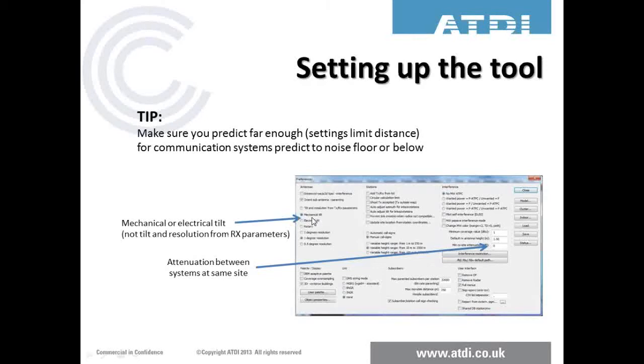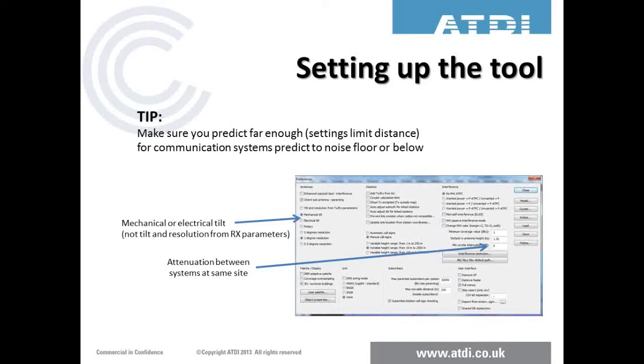So, setting up the ATDI planning tools. First of all, the tool will only be able to calculate where it has coverage predictions already carried out. So one of the first things you must ensure is that you set your calculation distance far enough so that, for the communication system you're working with, the signal level will be predicted down to the noise floor or even below the noise floor.